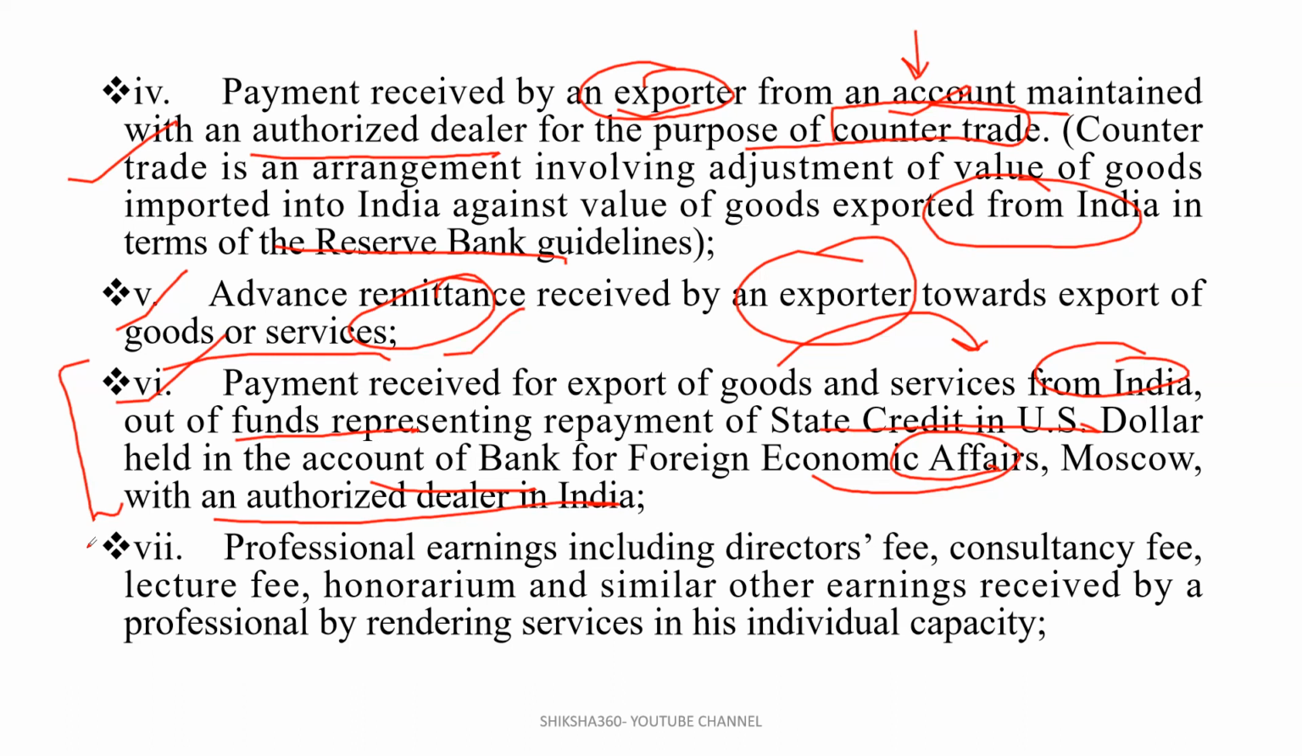Next one, professional earnings. What will it include under that? Professional earnings basically include director's fees, consultancy fees, lecture fees, honorarium, and similar other earnings received by a professional by rendering, that is, basically by providing services in his individual capacity.